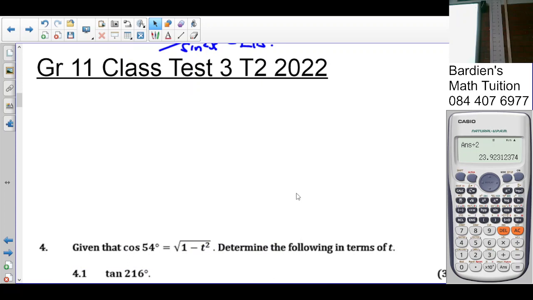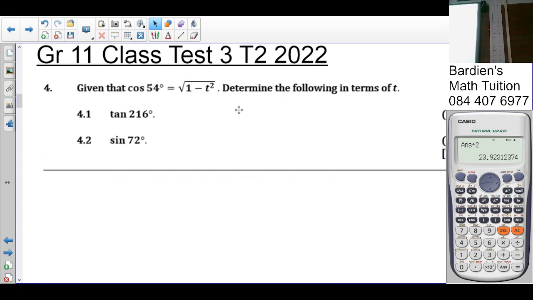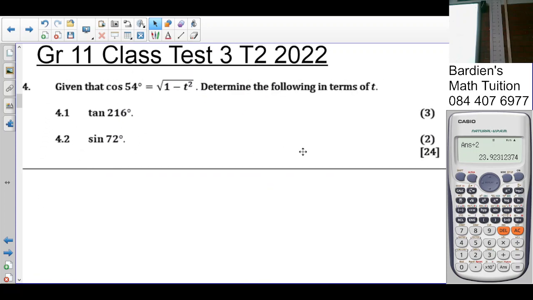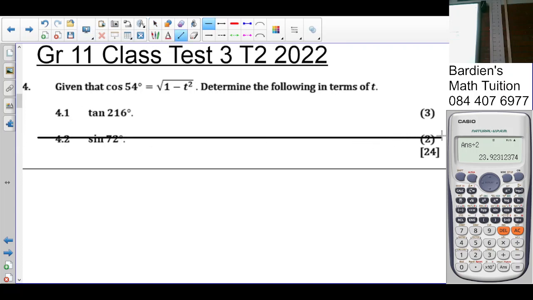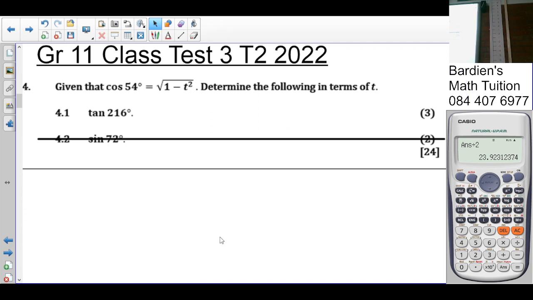The last question. You couldn't have done this one here, 4.2, because you haven't done that work yet. Don't know why it's in the grade 11 paper. So that deals with grade 12. I don't know why. That is why I marked you out of 24 and not 22.